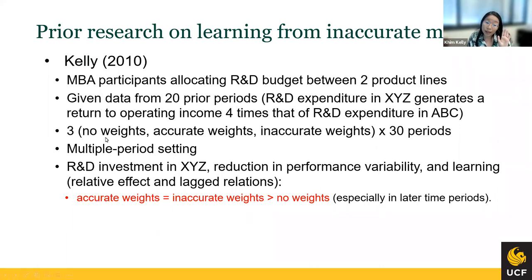In one condition, I did not give them any weights between XYZ and ABC. In the accurate weights condition, I told them, hey, XYZ is four times better than ABC. In the inaccurate weights condition, I flipped it. I told them that, hey, ABC is four times better than XYZ. Okay. Then I ran this for 30 periods, this multi-period experiment, right? And what I found was that, interestingly, when you look at R&D investment in XYZ, and remember R&D investment in XYZ is the one that is great, I want them to invest loads in it.